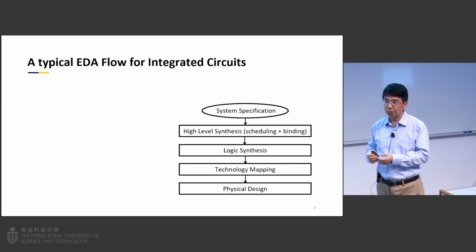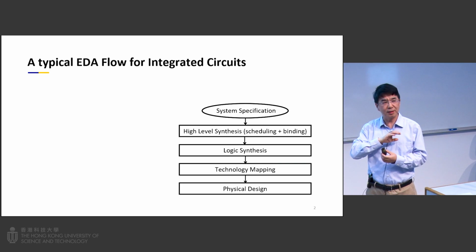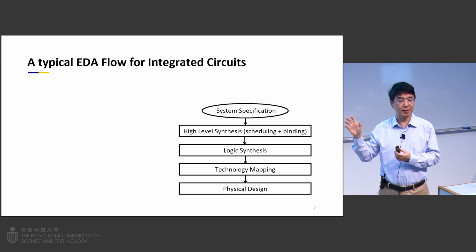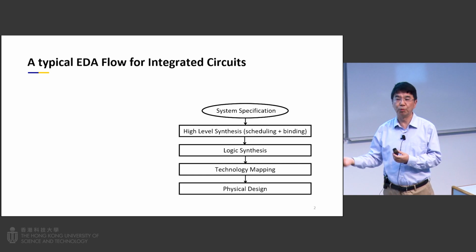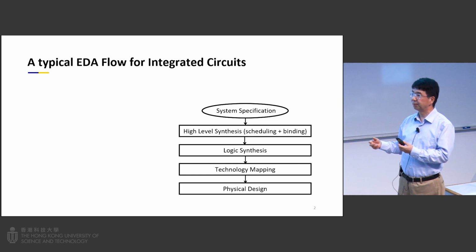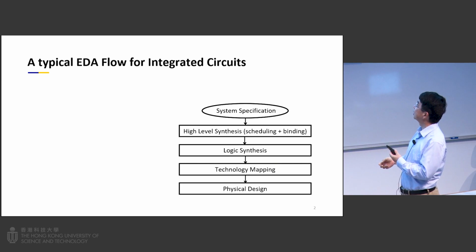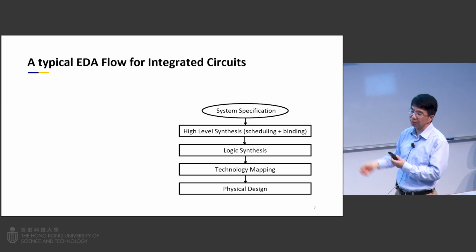So for those of you who work on electronic design automation, it goes through a flow. By the way, it's a miracle that we can design 100 billion transistors within a matter of a few months. But we go through many steps. We start from system specification, and then we go through high-level synthesis, logic synthesis, technology mapping, and then the physical design.